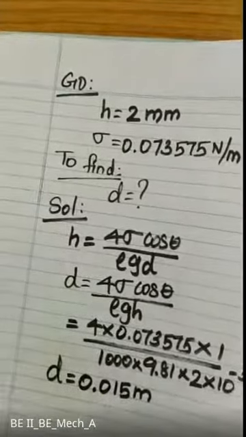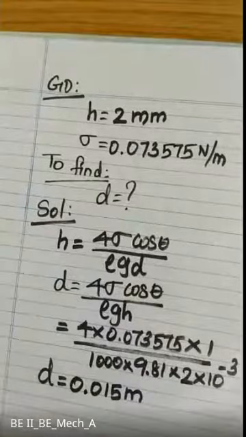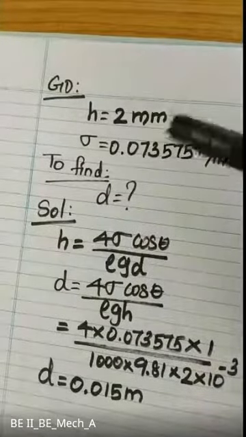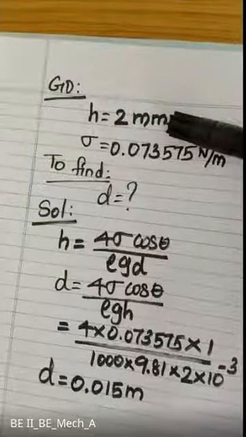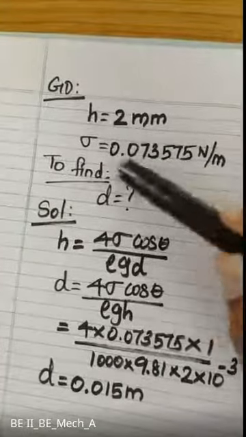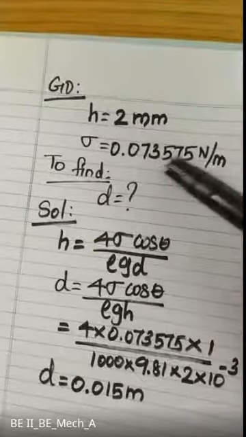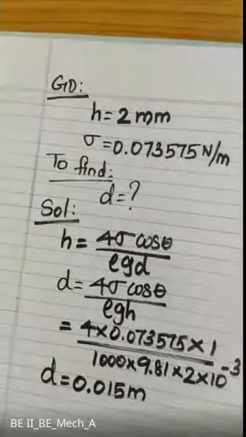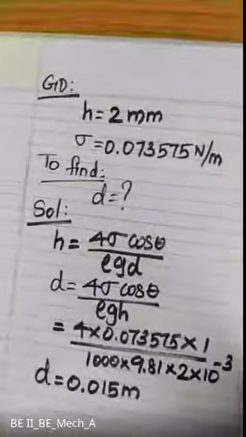So if you are using a 15 mm diameter pipe, you will have a capillarity rise of 2 mm, given the surface tension of this particular liquid and air, sorry, this particular liquid and glass tube. Is it clear?